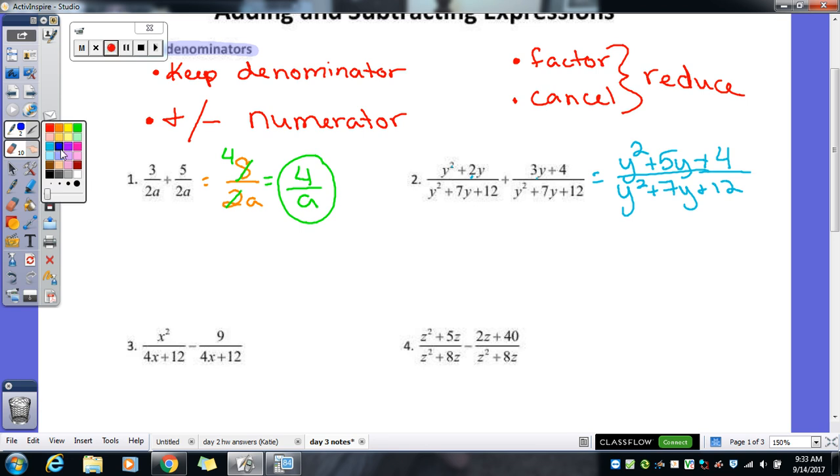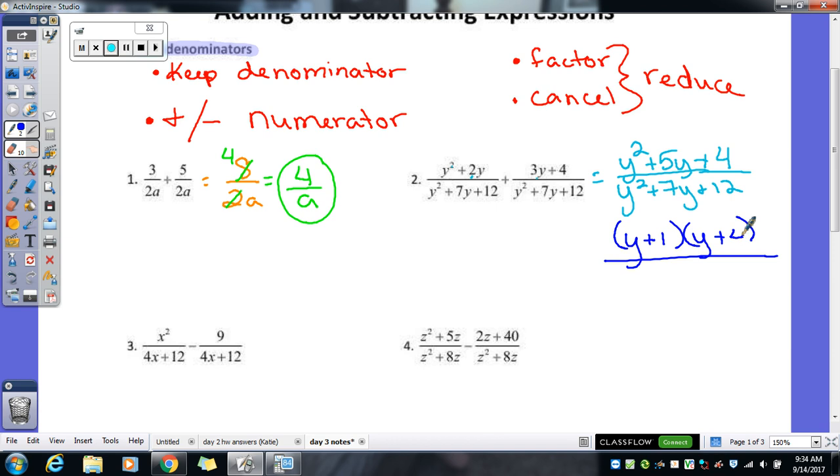So now we have to factor so that we can cancel and reduce. So our y squared plus 5y plus 4, I'm going to factor that one first. So I got my two sets of parentheses because I got a trinomial. We get our y and our y out front to give us our y squared. What multiplies to 4 but will add to give us 5? 4 and 1. And our signs are going to be what? Both positive. So plus 1, plus 4.